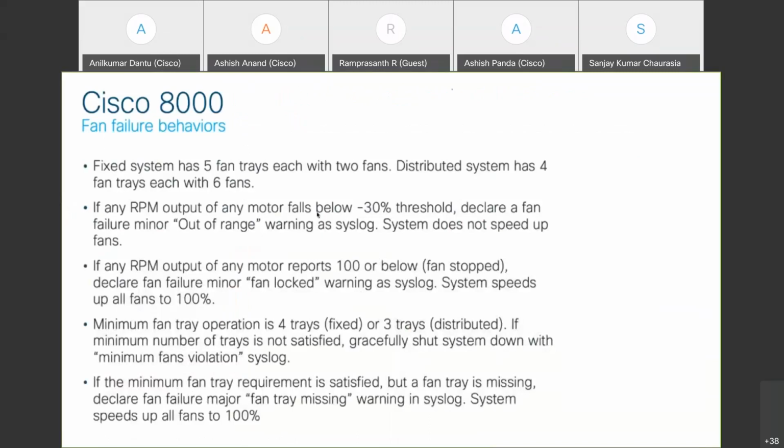So this is just the fan failure scenario. Like you have removed one fan tray, then the remaining three fan trays will speed up to the maximum RPM, and they are still good. But in case you lose one more fan tray, then the system will power off. Then some restrictions with regard to, say, within a fan tray, though it is still inserted, some fans are not working 100%. And there are some thresholds for the speed up of the remaining fans.